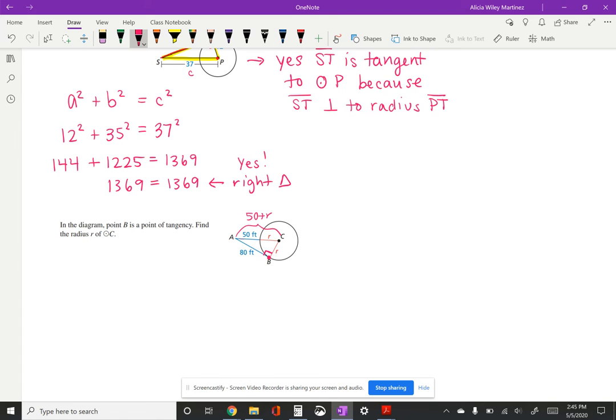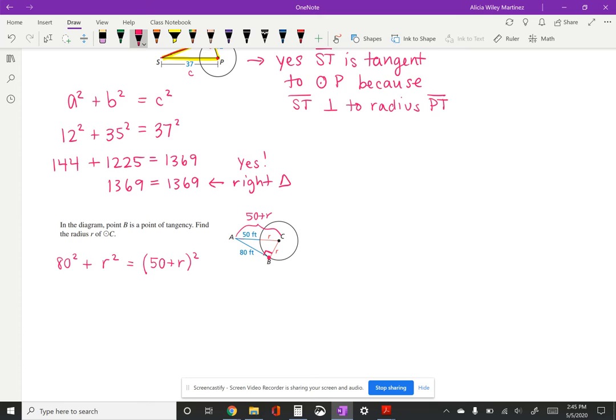So that means that our hypotenuse length is going to be represented by the binomial 50 plus R. So this will be a good review of algebra. Our legs are going to be 80, and the other leg will be just R. So I have my A squared, which will be 80 squared, plus my B squared, that'll be R squared, is going to be equal to my hypotenuse squared, which is represented by (50 plus R) to the second power.